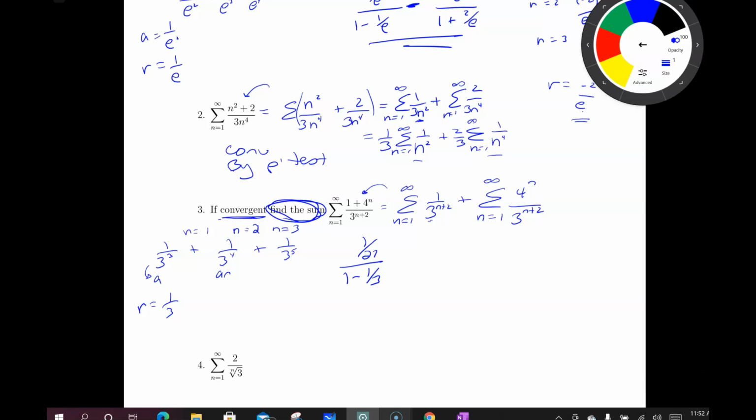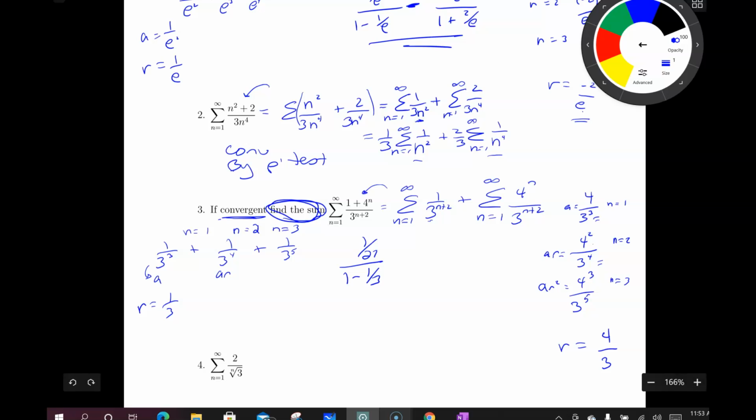Let's look at this one here. If I plug in n equal 1, I get 4 over 3 cubed. So that's plugging in n equal 1, so that's what a is equal to. Plugging in n equal 2, I'll get 4 squared over 3 to the 4th. So that's ar. Then ar squared is when I plug in n equals 3. So I'll get 4 cubed and 3 to the 5th. So if this is a and this is ar, r must be 4 over 3, right?